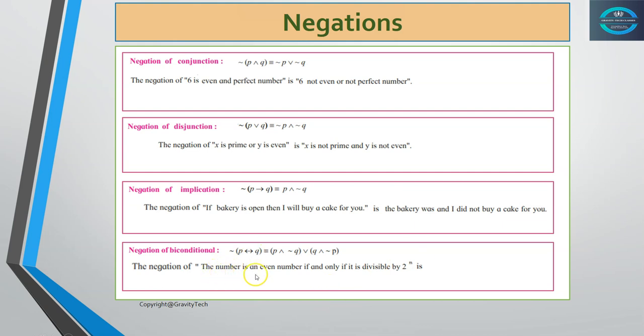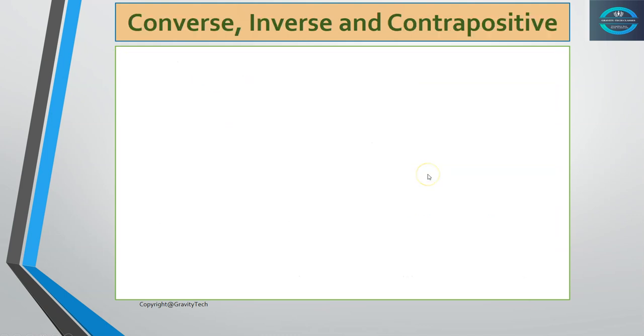So P is what? The number is an even number and Q, it is divisible by 2, right? So the negation will be what? P is even number, so P and negation of Q: a number is even but not divisible by 2. That is done, and here there is an or, so or a number is divisible by 2, that is Q, but not an even number. So this is how the negation of a biconditional will be. These are the laws which you will have to use directly in examples. So remember the negation of conjunction, disjunction, implication, and biconditional.